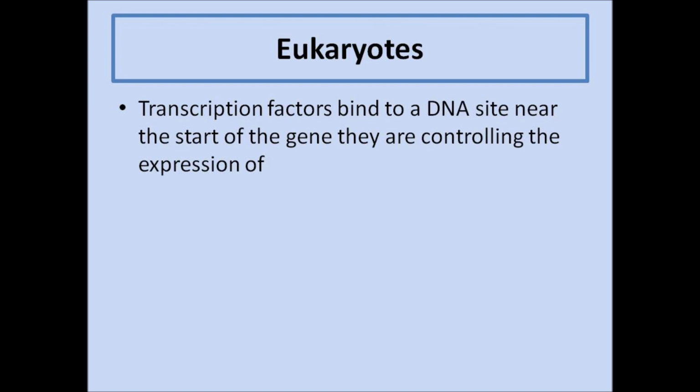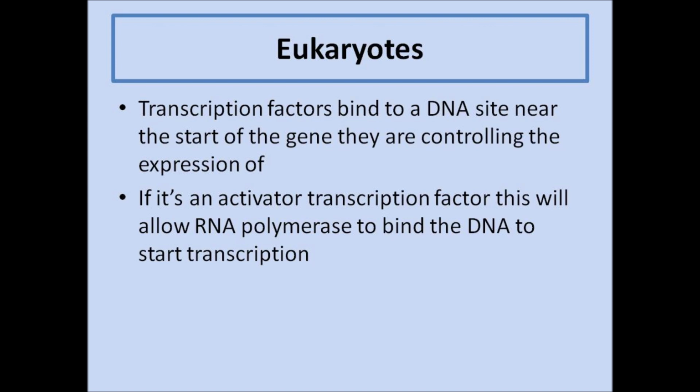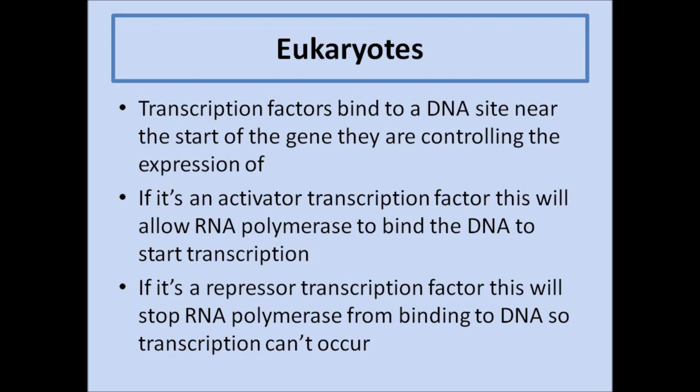But it's also important to know that transcription factors control gene expression in eukaryotes too, so eukaryotic organisms such as animals and plants. So in eukaryotes, transcription factors bind to DNA at a site near the start of the gene that they're controlling the expression of. If it's an activator transcription factor, then this will allow RNA polymerase to bind to the DNA to therefore start transcription, to start the production of mRNA. And if it's a repressor transcription factor, this will stop RNA polymerase from binding to DNA, so transcription can't occur, and therefore no mRNA will be produced and no protein will be produced.